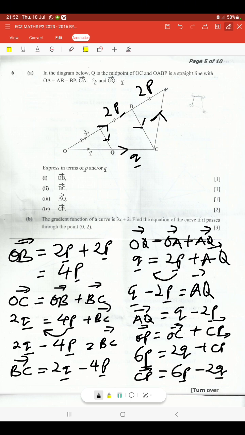Alright, so it means we have answered all the questions on expressing in terms of P and Q on this vector question.